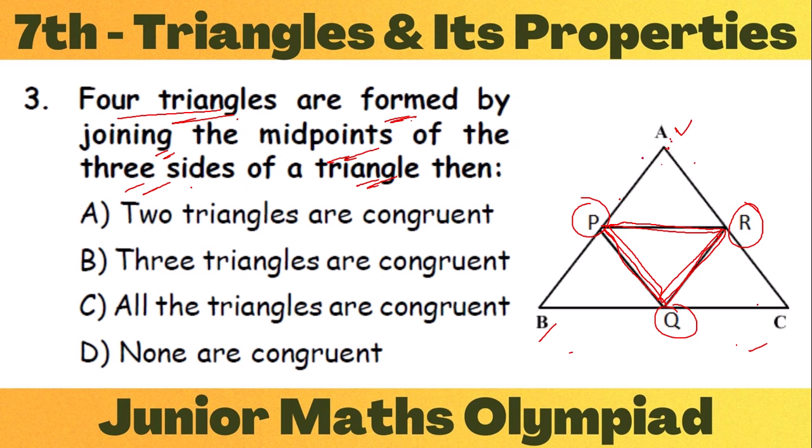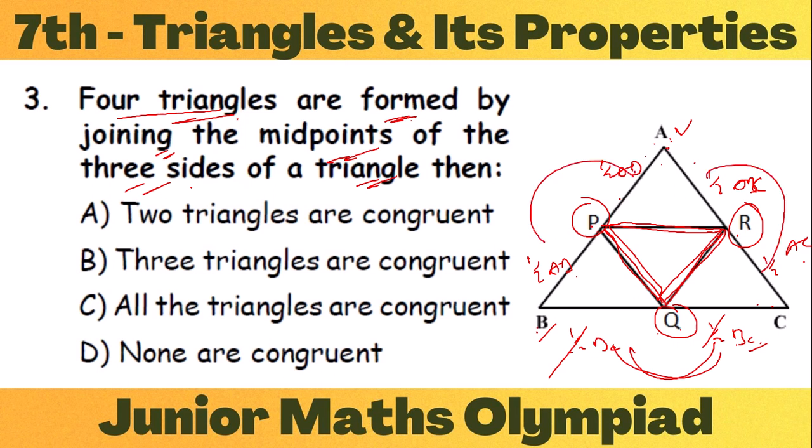So AP will become half of AB, PB will become half of AB, AR will become half of AB, RC will become half of AC, BQ will become half of BC, QC will become half of BC. So these 2 sides also will become equal. Half gets cancelled. These 2 parts are equal, these 2 parts are equal, these 2 sides are equal. And in this triangle, all these sides are equal.